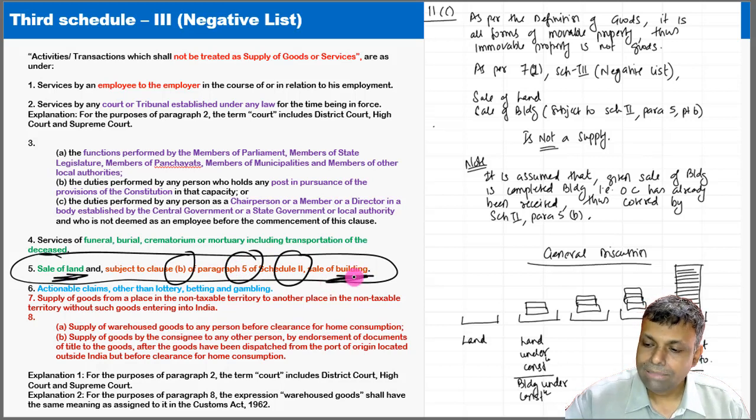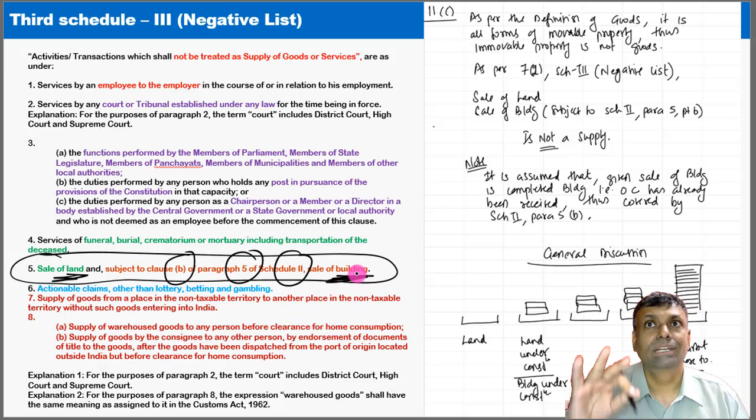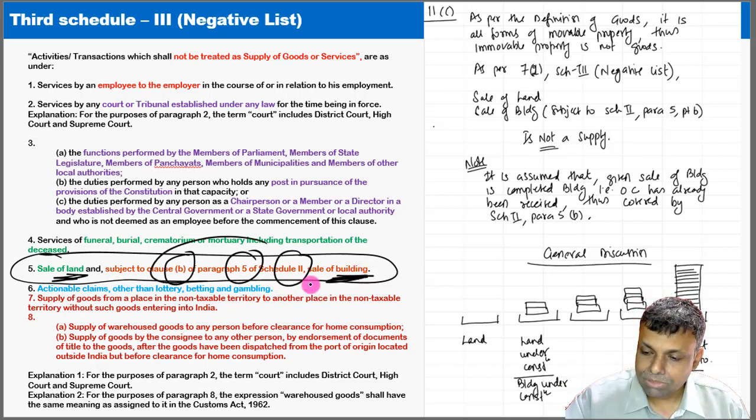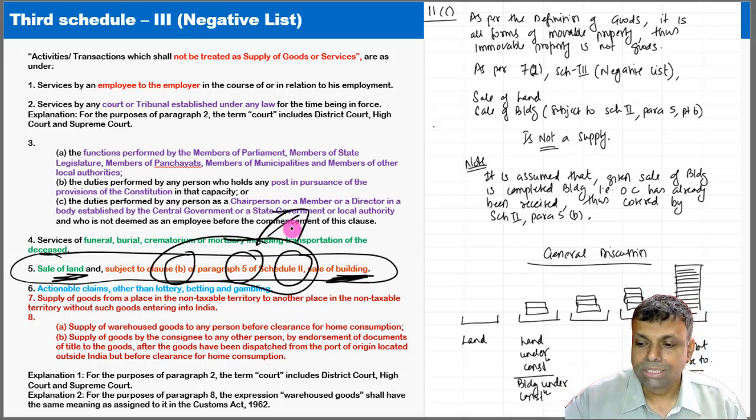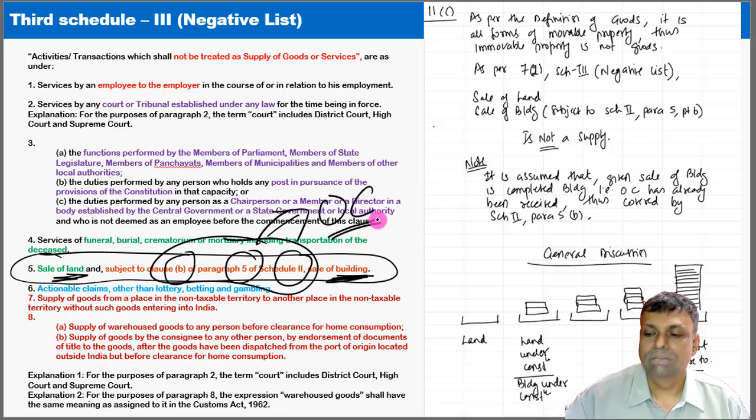So sale of land and the sale of building is not subjected to GST, but sale of building is subjected to this particular clause. And if you go into the details of this particular clause, the clause says only when the occupancy certificate is already received of this particular building. That means it should be a completed building.